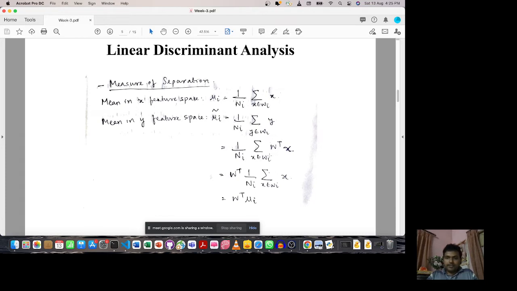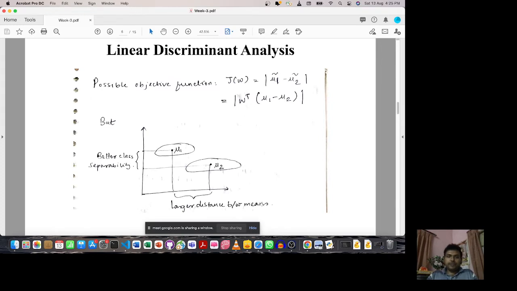W transpose doesn't have any x involved in itself, so I can take the w transpose out of the summation, and w transpose by 1 by ni summation of xi. So basically it's a linear combination, that is w transpose mu I, where mu I is the mean in the x feature space. So whatever mu I I got in the x feature space, which is an m-dimensional vector, the mean, I take a w transpose to that as well and get the mean in the y feature space.